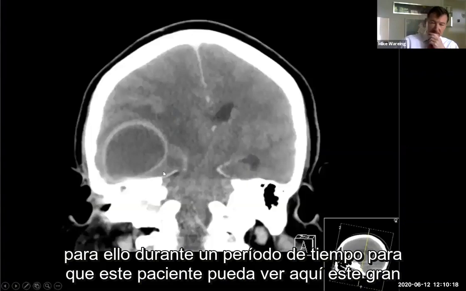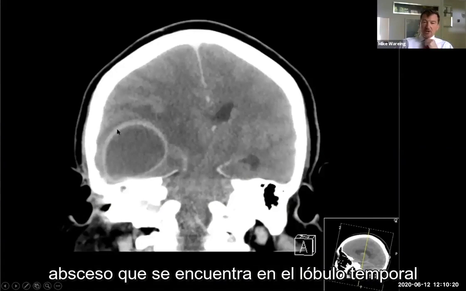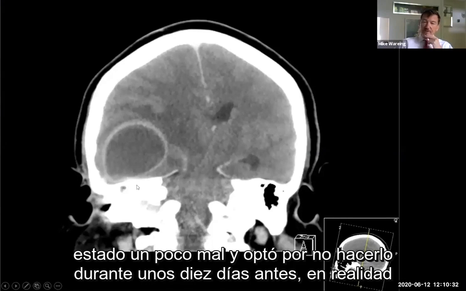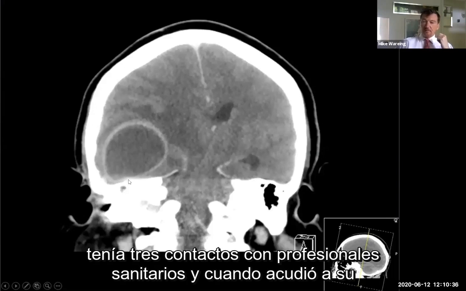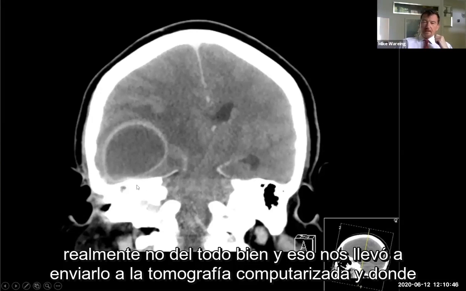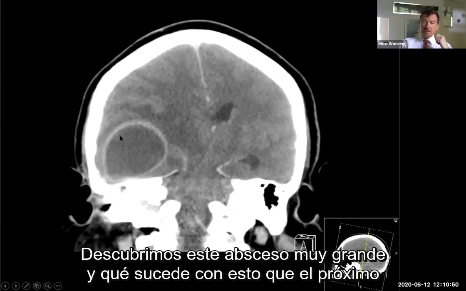So this patient, you can see here this large abscess that's in the temporal lobe. This patient was due to come in for an exploration of his ear, and he'd been a bit unwell and obtunded for about 10 days beforehand. He'd actually had 3 contacts with healthcare professionals. And when he came for his operation, some of you who work with me will remember this, we thought he's really not quite right. And that led us to send him off to the CT scanner, where we discovered this very large abscess.